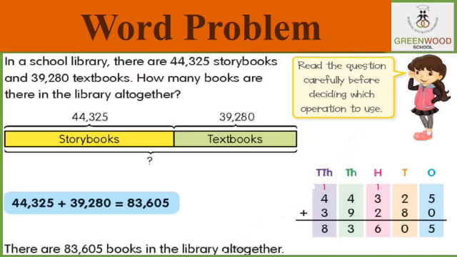So our answer is 83,605. So I can say that there are 83,605 books in the library altogether.